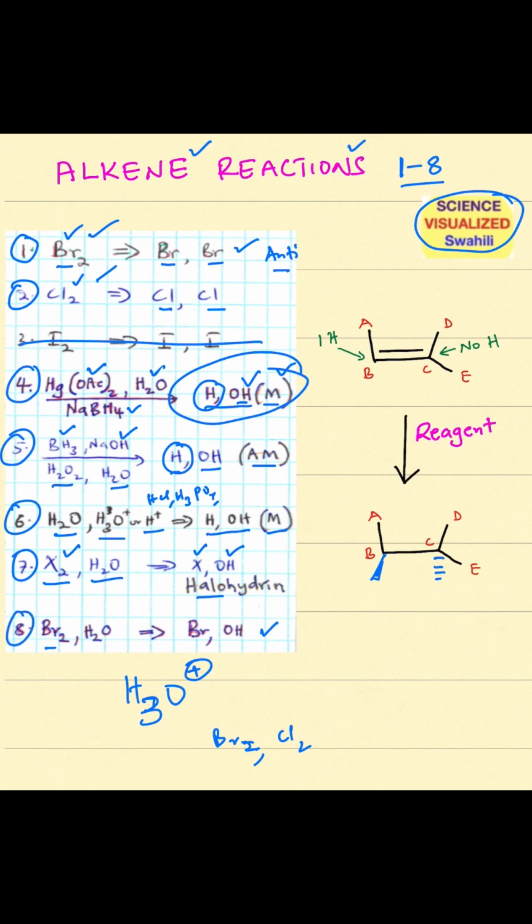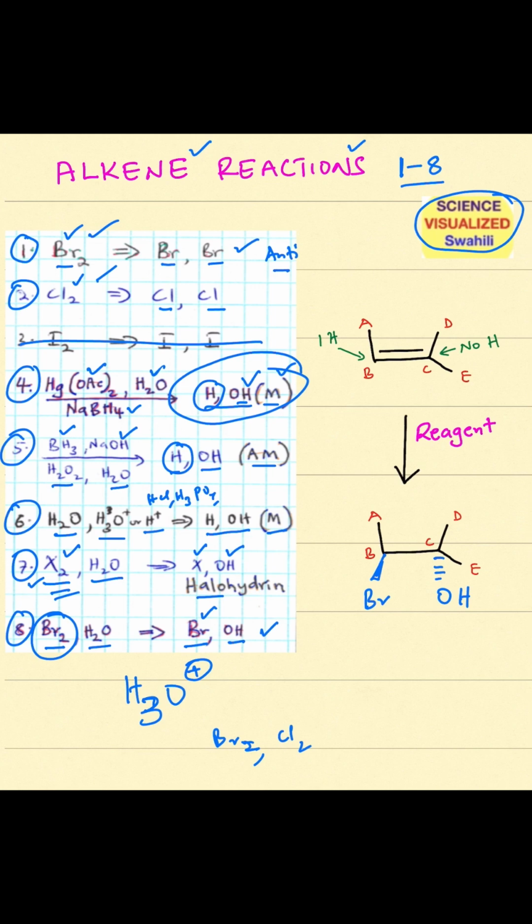Number 8, Br2 and water. So that's a specific example of number 7. Now instead of X2, we are using Br2. So you end up adding Br and OH across the double bond, where Br adds to the carbon with the most hydrogen. So Br and then OH to the other carbon.